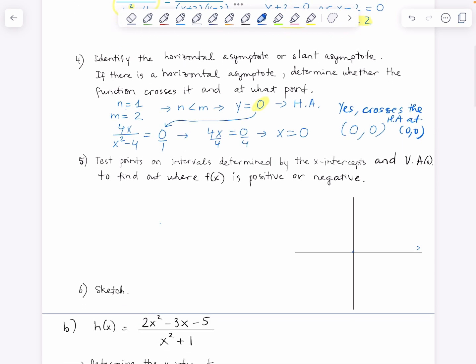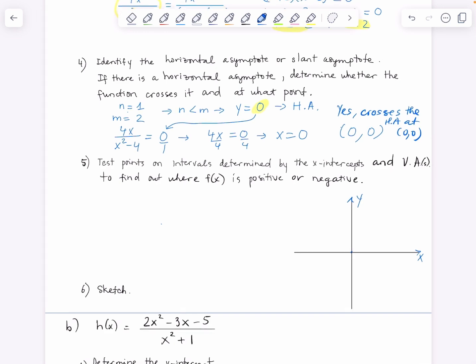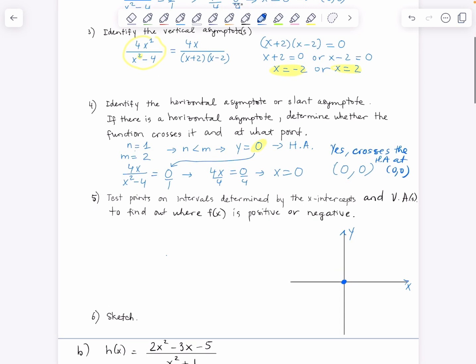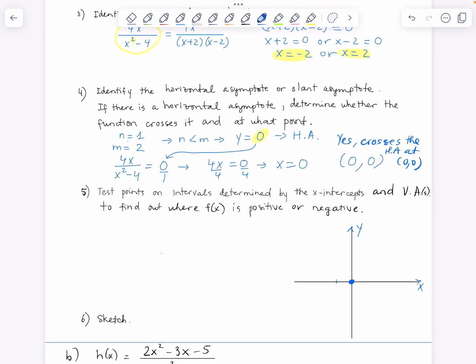Okay, step 5. We want to test points on intervals determined by the x-intercepts and the vertical asymptotes. To determine these intervals, first we are going to plot these numbers on the x-axis. So here's the x-axis, here's the y-axis. The x-intercept, there's only one, which is the point (0, 0). And then the vertical asymptotes, there are two lines, x is equal to -2 and x is equal to 2. Here's -2, and here's 2.